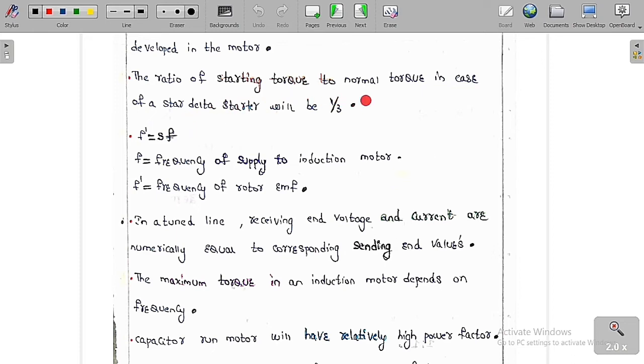The ratio of the starting torque to normal torque in the case of a star delta starter will be 1 by 3.